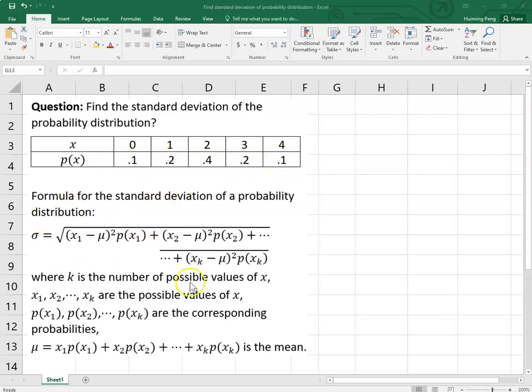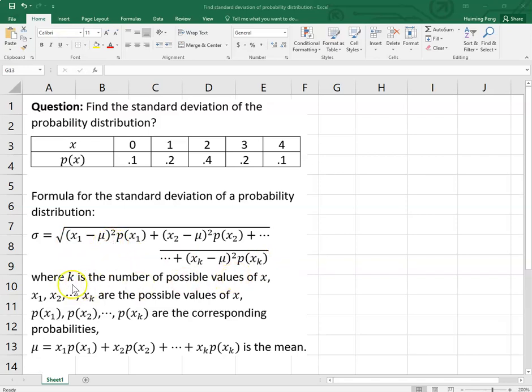Let's go over the formula first. This formula is for the population standard deviation, sigma. It's the square root of, inside the square root, we have (x minus mu) squared times p(x), all these products added together. What does this mean? So we have k, we have x, we have mu.